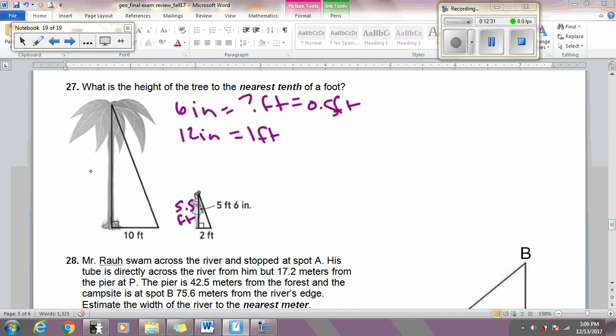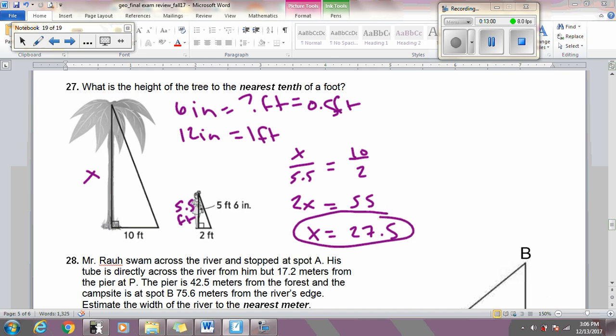Our job is to find the height of the tree, so that's going to be x. So x is proportional with 5.5 as 10 is proportional to 2. Now cross multiply, I would get 2x is equal to 55. And then divide by 2, x is equal to 27.5. And it said to the nearest tenth, and tenth is one place behind the decimal. So I am finished.